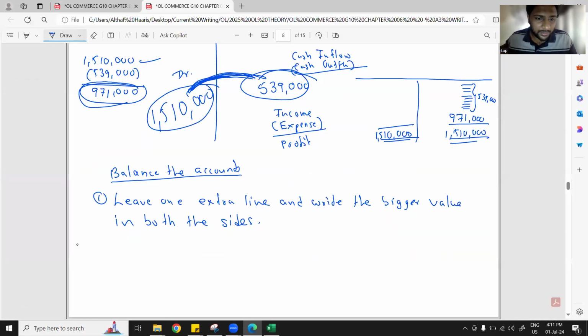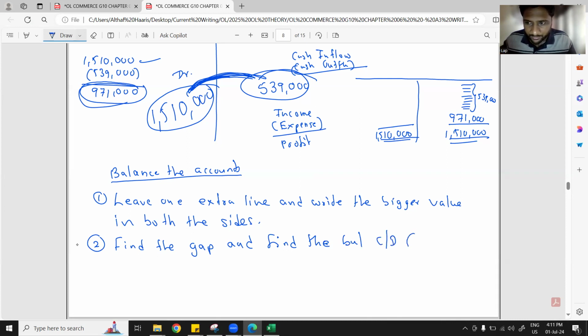So next, what you should do, leave one extra line and write the bigger value in both the sides. Find the gap and find the balance CD, like closing balance.